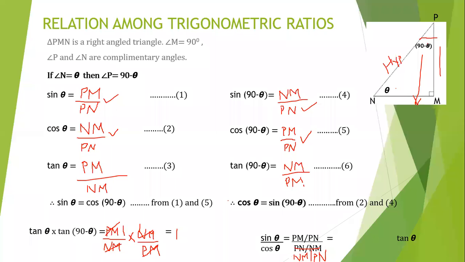Now, what can you see? You can see that we have Pn in the numerator also, in the denominator also. So it will get cancelled, right? And what is remaining? Remaining is Pn upon Nm, which is nothing but tan theta, right? Here also you can see Pm upon Nm is equal to tan theta. So from this, we can say that sin theta upon cos theta is equal to tan theta.